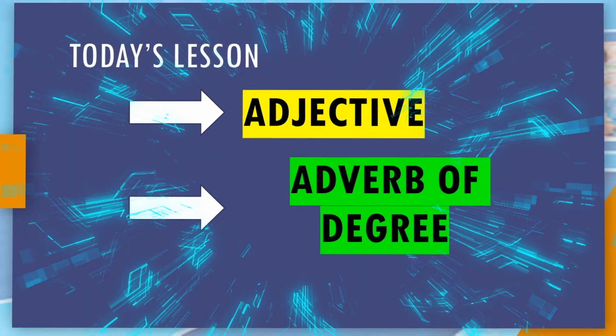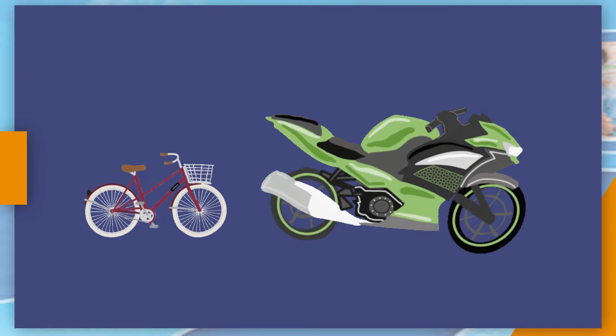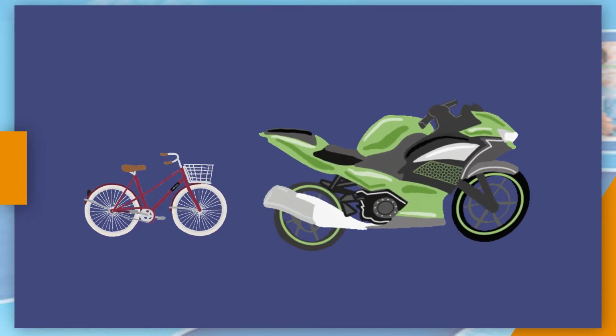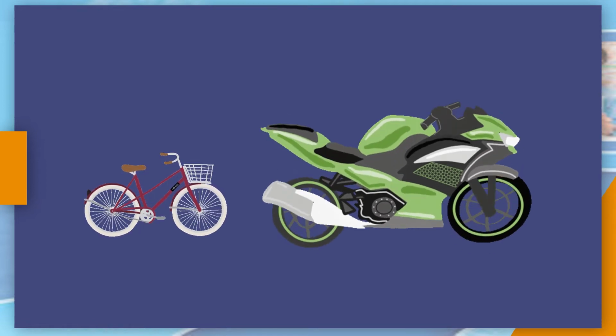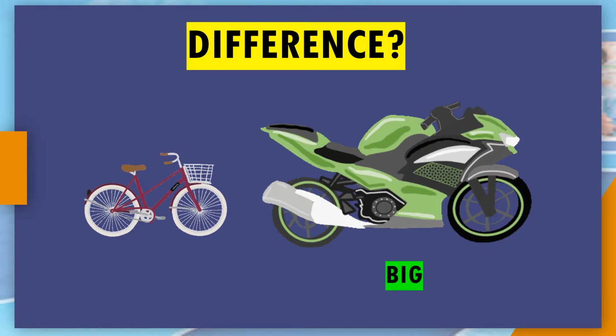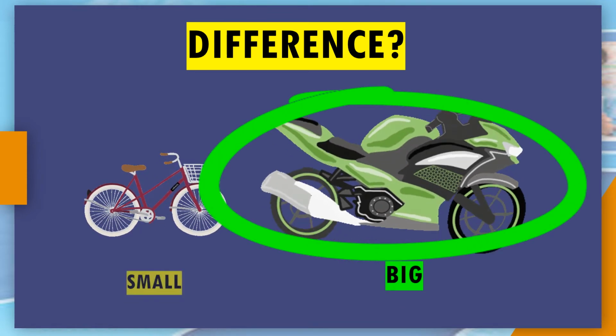look at these two objects. What are they? Yes, one is a bicycle and then the other one is a motorcycle. Okay, so when we use adjectives, we use words to describe, to talk about the object. So there are two objects here. What is the difference? Number 1, big. What is big? The motorcycle is big. And then how about the bicycle?